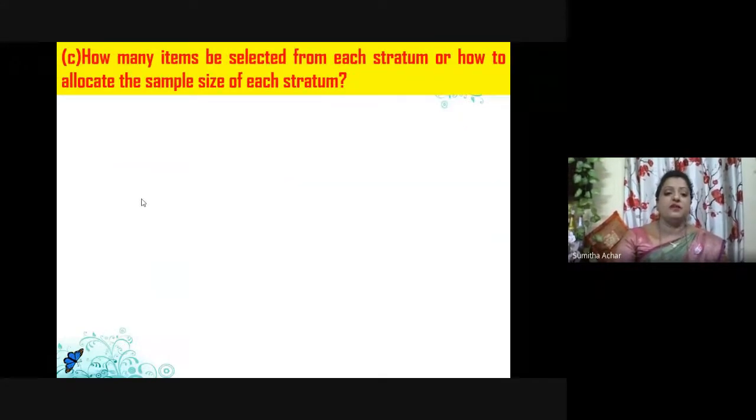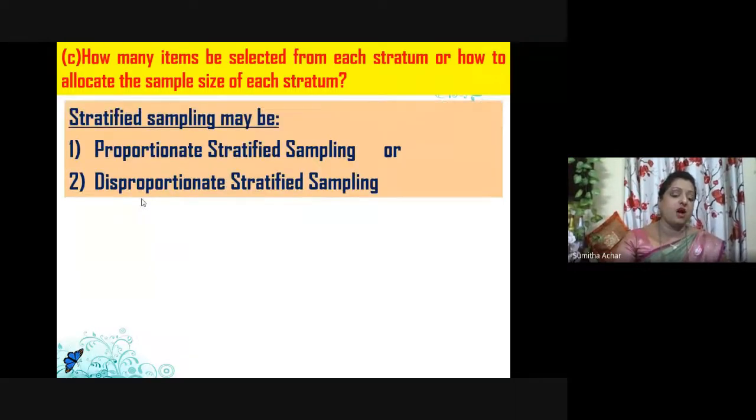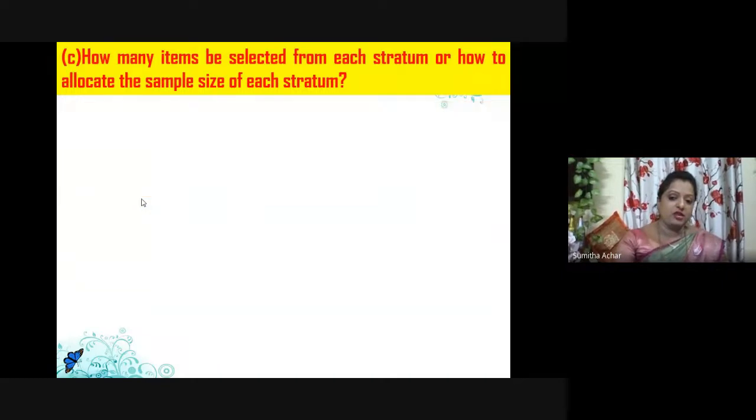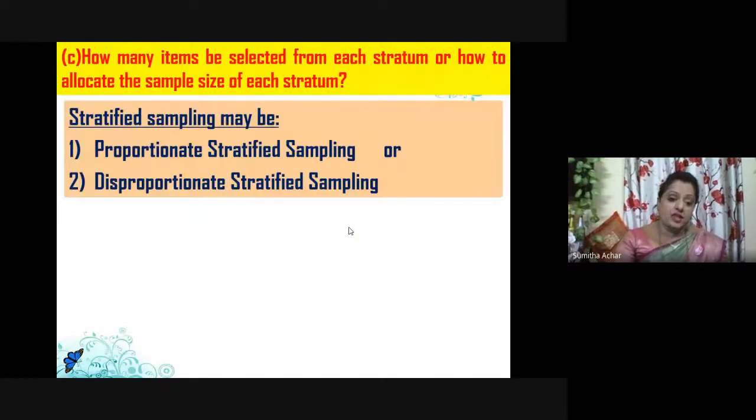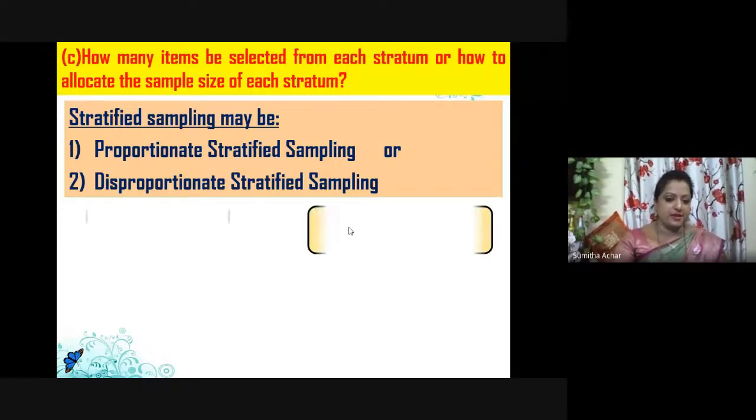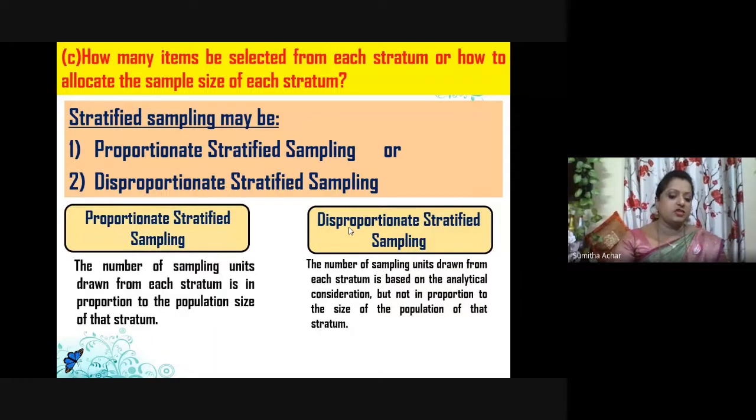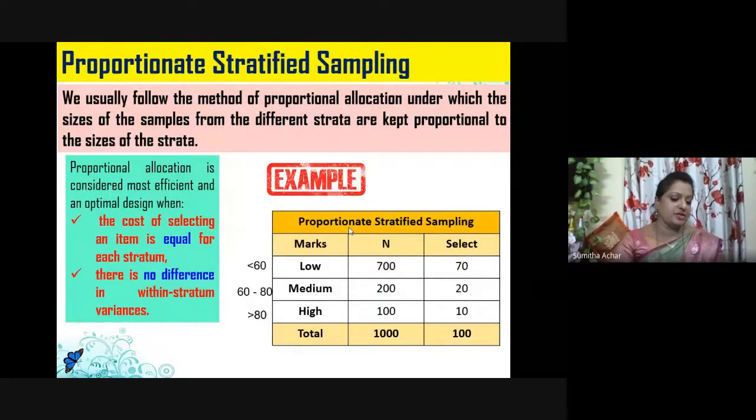Then we have the third step. How many items should be taken from each stratum, right? That means how much of a sample should be taken. Now that you have clarity that the entire population is divided into strata, and the people from each stratum are selected either by simple random sampling or systematic sampling, how many people have to be taken from each stratum? That is important to understand, isn't it? That can be done by two techniques, which we call proportionate stratified sampling and disproportionate stratified sampling, right? So we have two methods. So what is proportionate and disproportionate? I have an example on the slide for you here.